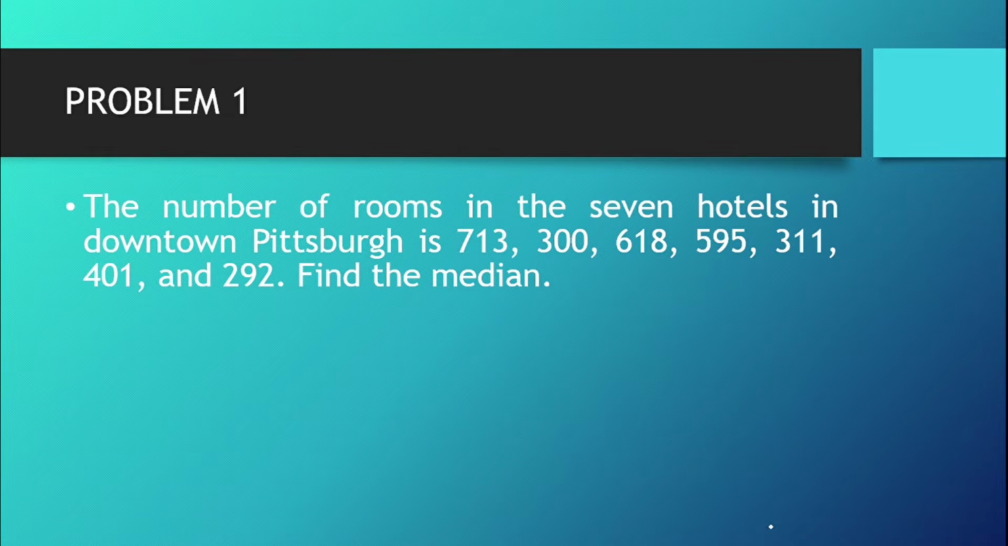So problem number 1, the number of rooms in the 7 hotels in downtown Pittsburgh is 713, 300, 618, 595, 311, 401, and 292. So find the median. So the first step is we're going to arrange the data in descending or ascending order. So let's start with ascending order.